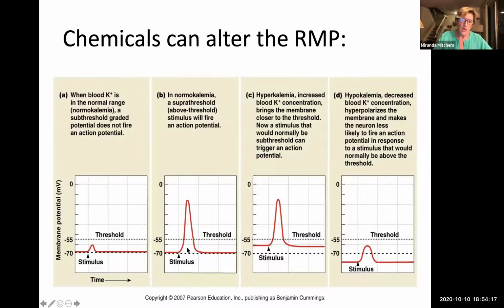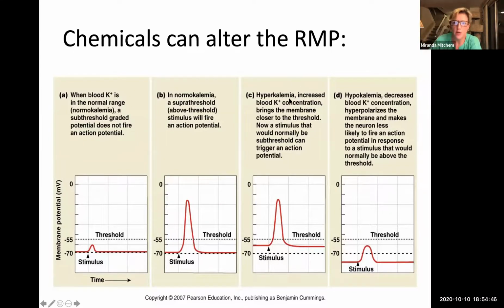But now we're looking at a person that still has a normal potassium level, but now they get a strong enough stimulus to pass threshold. So there is an action potential fired, because all they have to do is pass this -55 level threshold, and then it happens. But in the situation when there is too much potassium in the blood, remember potassium is supposed to be higher in the cells.